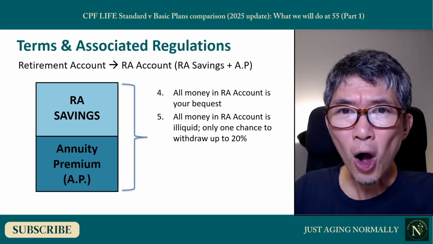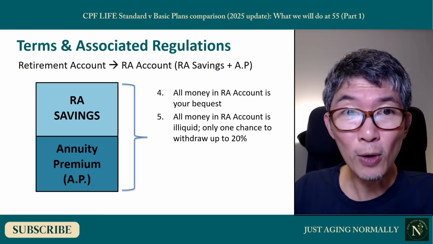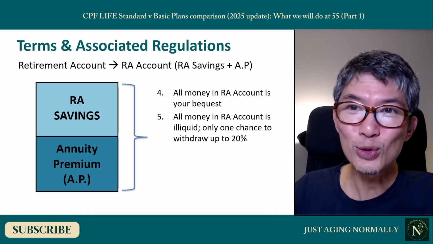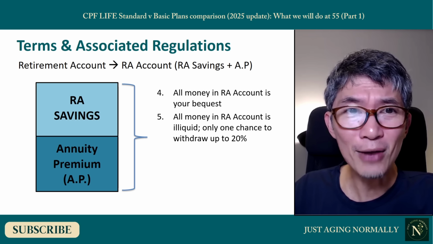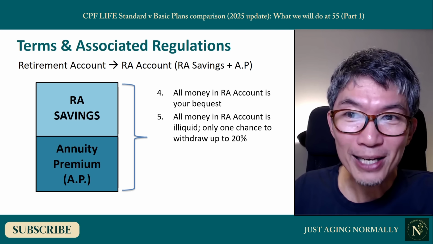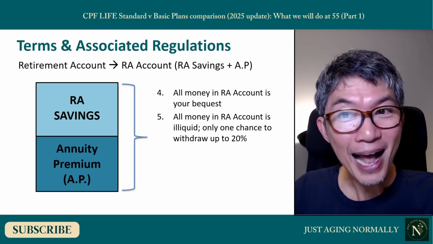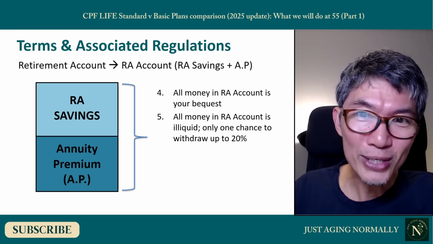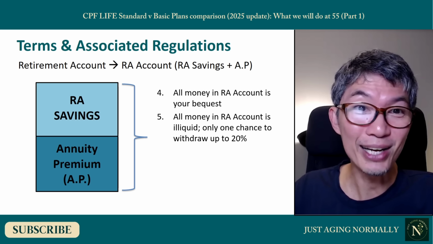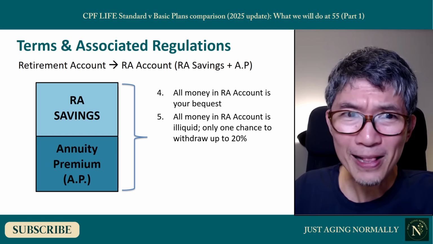Number 5, all money in RA account is illiquid. This applies to both RA savings and AP. You get one chance to withdraw up to 20% before CPF Life starts, which I was told happens at 70 by default, but you do have the option to start at 65. Other than that, it is a one-way street. What goes into the RA account cannot be taken out. CPF will return it to you only through monthly payouts.